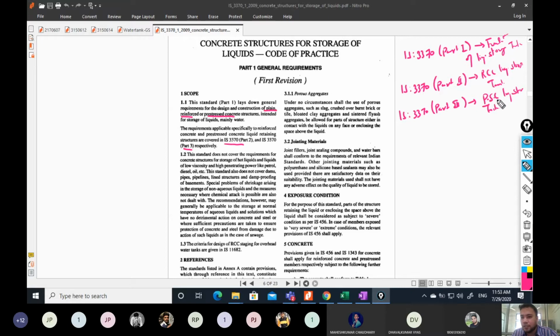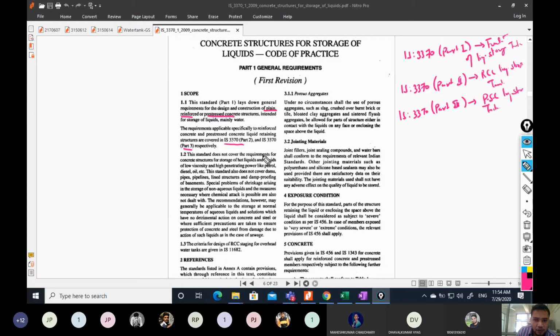Means when the crack width requirements are not satisfied, then you can go for pre-stress also, because in pre-stress we can have a crack free structure also. So for those structures, even by using pre-stress, your section also becomes smaller.